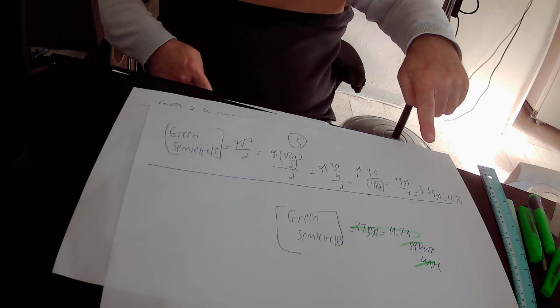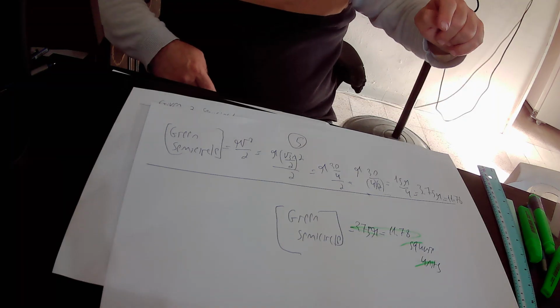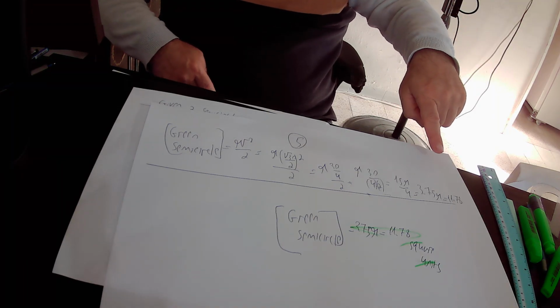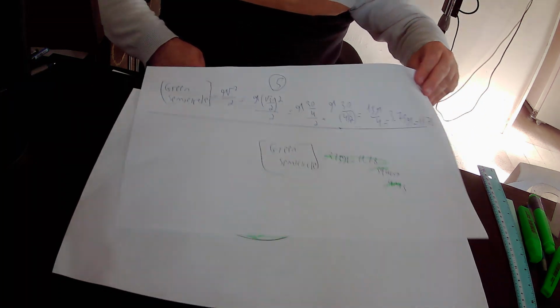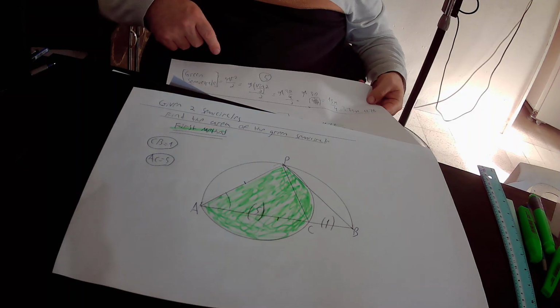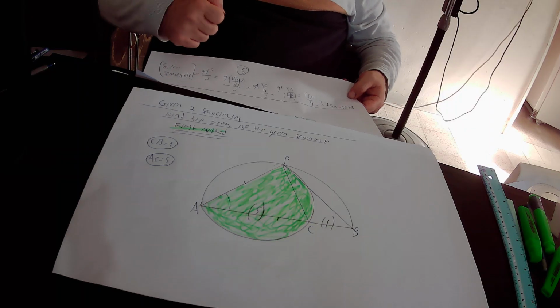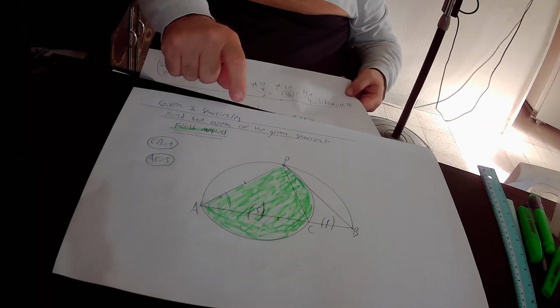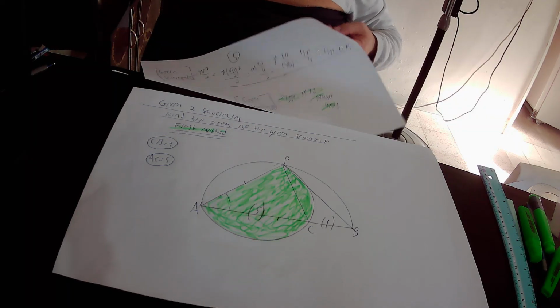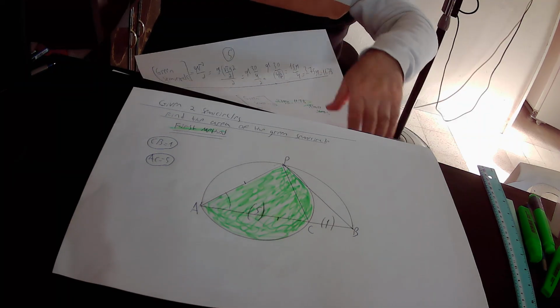And here 15 over 4 is 3.75. In total, this expression equals 3.75 pi, and 3.75 pi equals 11.78 square units. So in conclusion, we found out that according to the first method, the area of this green semicircle equals either 3.75 pi square units, or in terms of numbers, 11.78 square units. We finished with the first method. In the next step, I will present how to find the area of this green semicircle according to the second method.